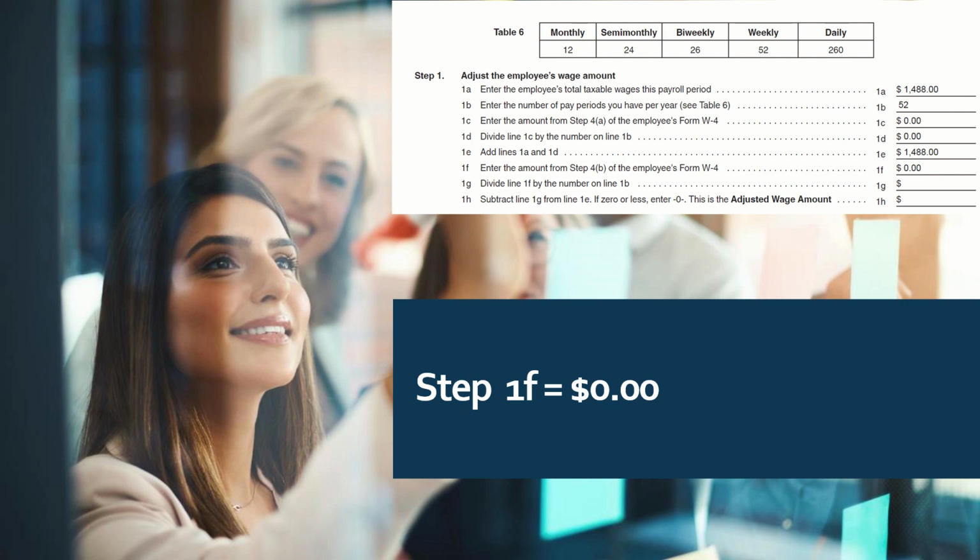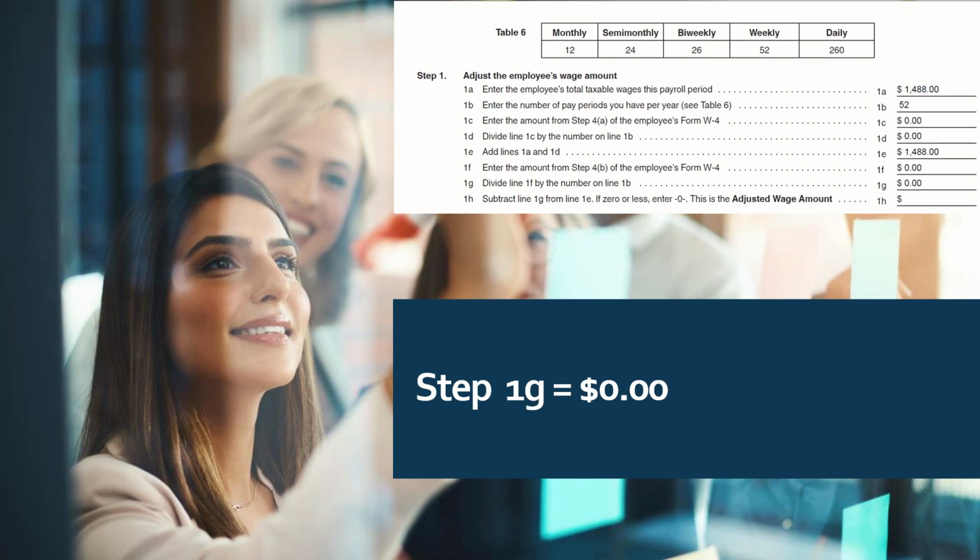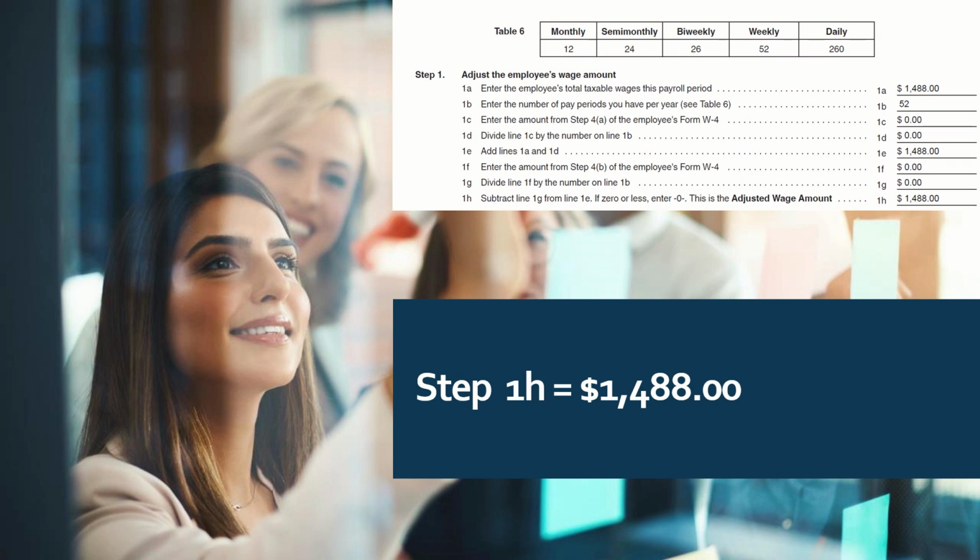In step 1F, we enter the amount from step 4B of the employee's Form W-4, which was 0. And then we'll divide line 1F by the number on 1B, which is 52, which gives us 0. When we subtract line 1G from line 1E, we get $1,488. This is the adjusted wage amount.